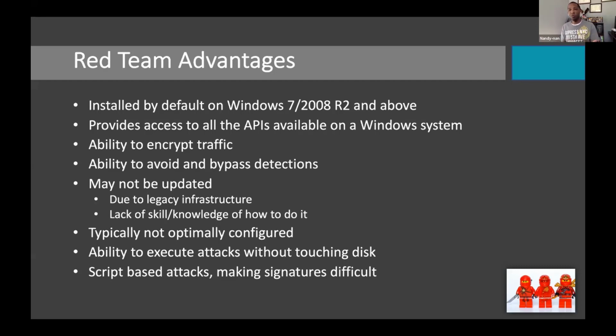So why would they be running the old stuff? Well, maybe it's due to the infrastructure, maybe it's due to lack of skill set or knowledge or understanding of how to actually upgrade, right? And even if organizations are on the latest and greatest version of PowerShell, they may not even have it optimally configured to be able to highlight a number of things that we would be able to do.